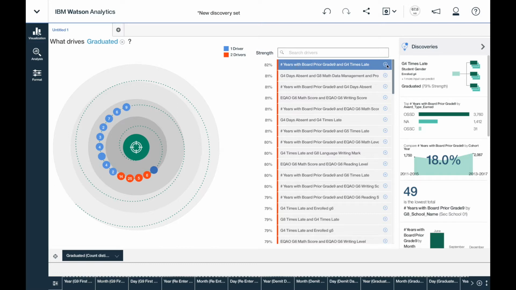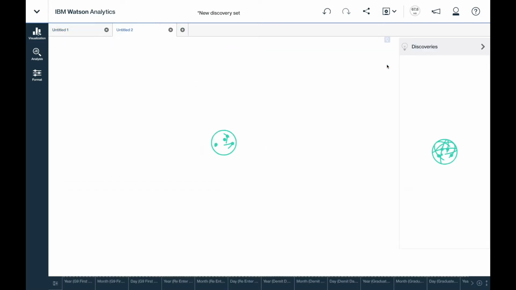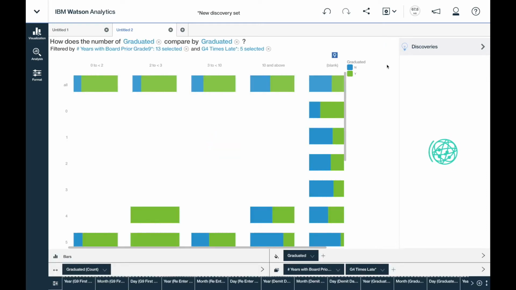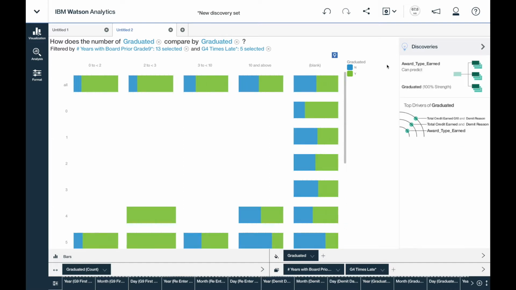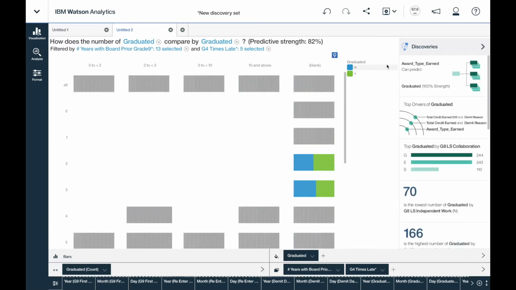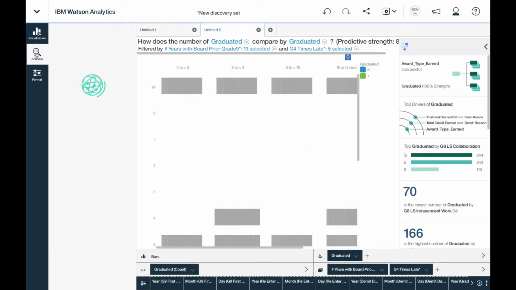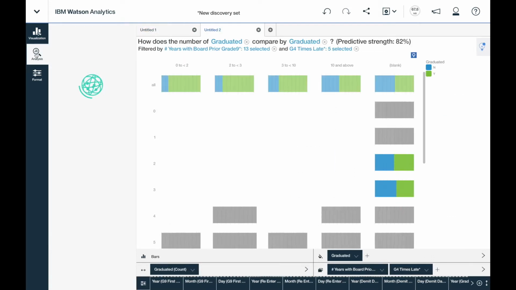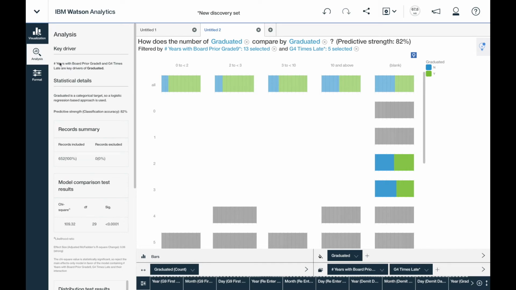I can drill into the underlying details to see how the data is distributed. In this visualization, the number of years a student was with the school board prior to grade 9 is distributed across the rows, and the number of times a student was late in grade 4 is displayed across the columns. For any intersection, the students that did not graduate is displayed in blue, and the students that graduate is displayed in green. If I want to see the statistical tests that Watson Analytics is running to determine these drivers, I can display the analysis and see the details of these statistical tests.